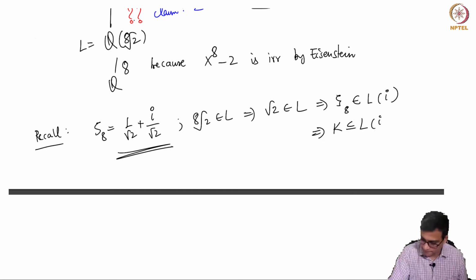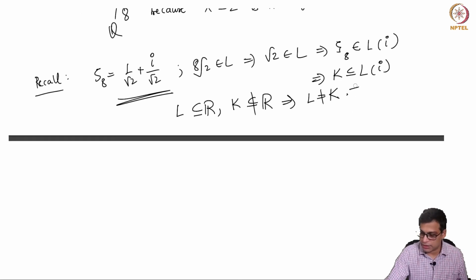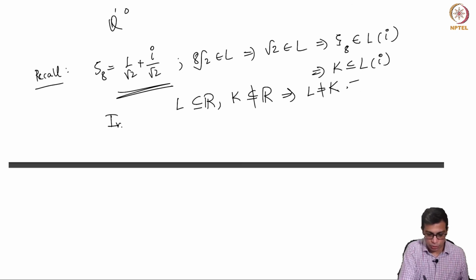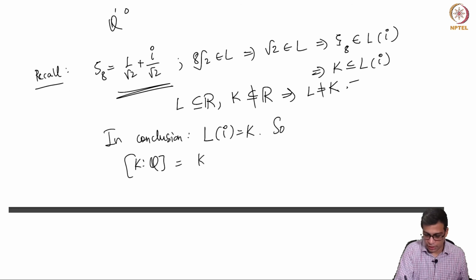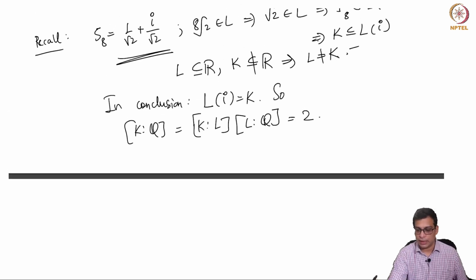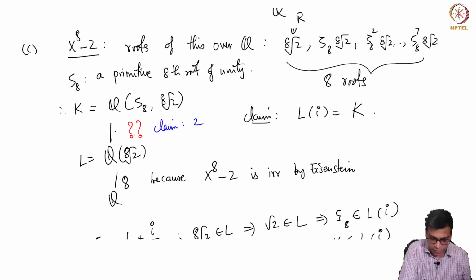That means K is contained in L adjoin i. But note that as before, L is contained in R, and K is not contained in R. This means L is not equal to K. So together these imply that, in conclusion, L adjoin i is K. So K colon Q is K colon L times L colon Q. K colon L is 2 because K is L adjoin i, and L colon Q is 8. So that is 16. So all I am saying is that this is 8, this is 2, so this is 16.